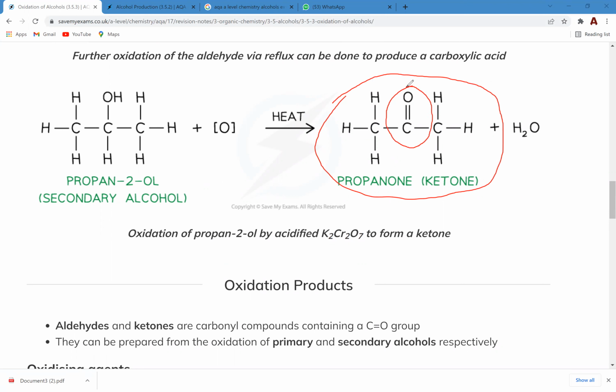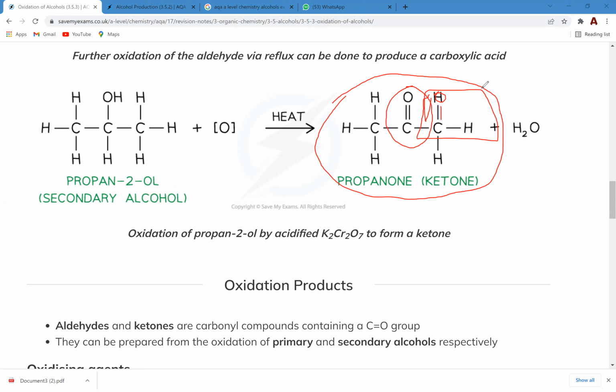And the identification is that this C double bond O would always be found somewhere in the middle. You can never have the C double bond O at one of the ends, because if you do, that will be an aldehyde. Imagine if there was a double bond oxygen over here. So this is an aldehyde.